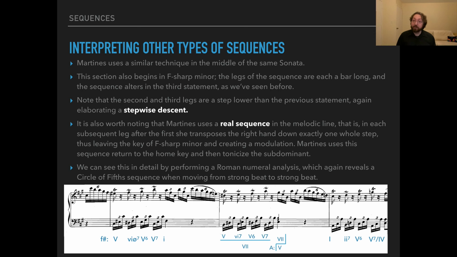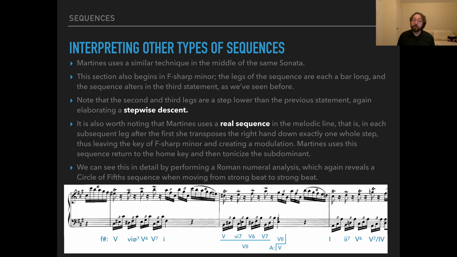Martinez uses a similar technique in the middle of the same sonata. This section also begins in F sharp minor. Here the legs of the sequence are each a bar long, and the sequence alters in the third statement as we've seen before. Note that the second and third legs are a step lower than the previous statement, again elaborating a stepwise descent. We begin the first leg with an E sharp, the second leg with a D sharp, and the third leg with a C sharp.